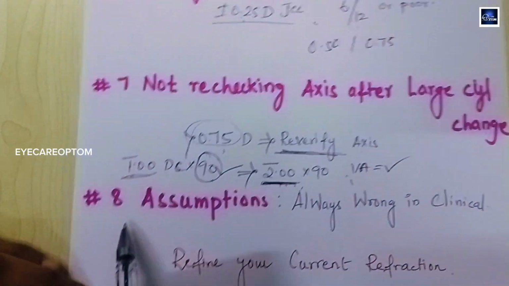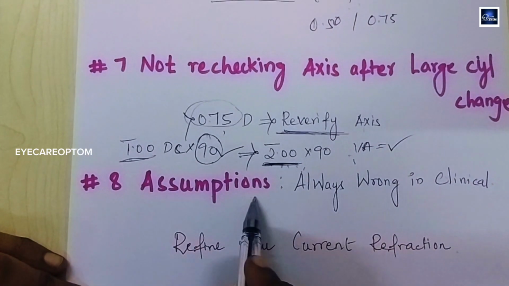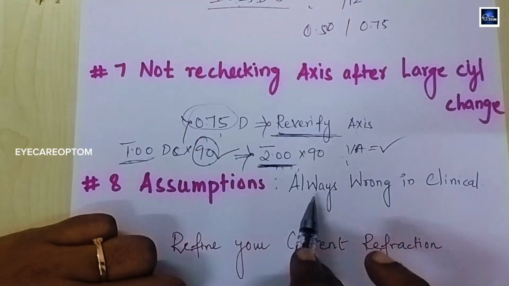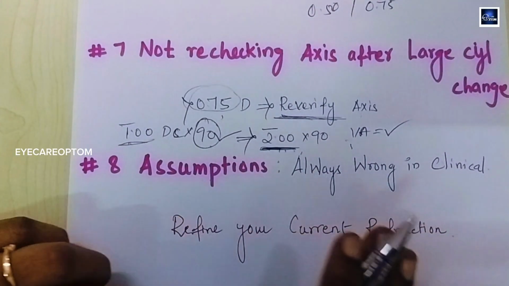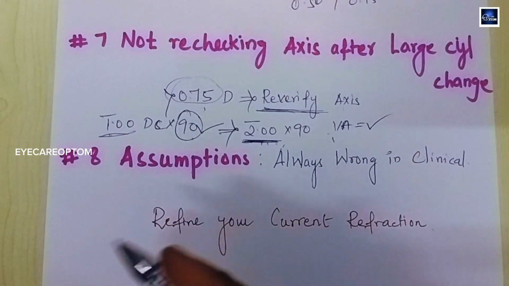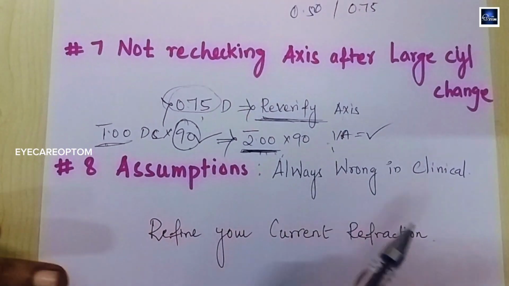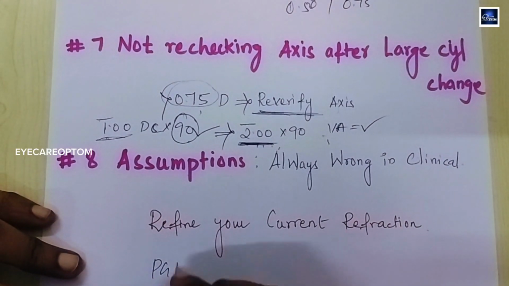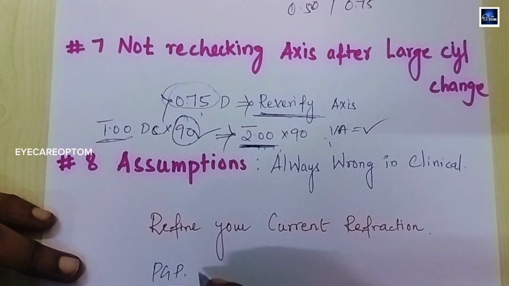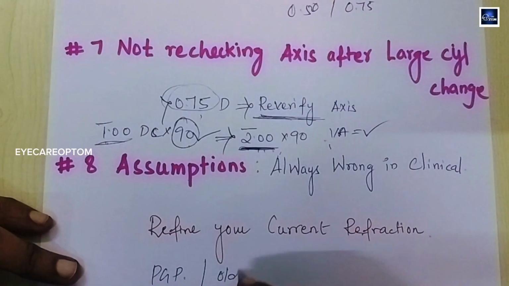And the eighth mistake, assumption. In my personal opinion, assumption is always wrong in clinical practice. Never ever assume, verify it, confirm it, never assume. This mistake might happen when you have the option of going through all the previous glass prescription records and the current glasses the patient is wearing.